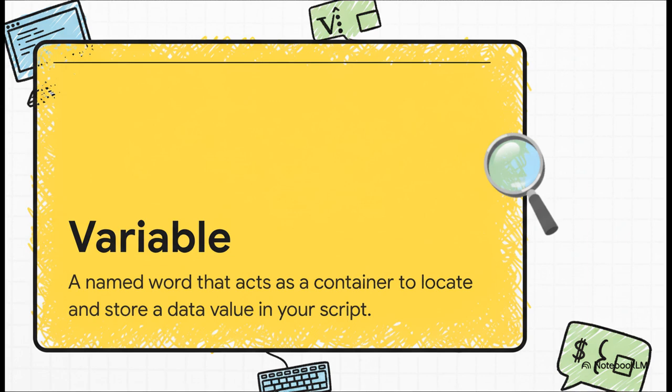Honestly, the easiest way to think about it is just a named container. It's like a box. Imagine you take a box, you slap a label on it that says greeting, and inside that box you put a piece of paper that says hello world. Well, in coding, greeting is the variable's name, and hello world is its value.